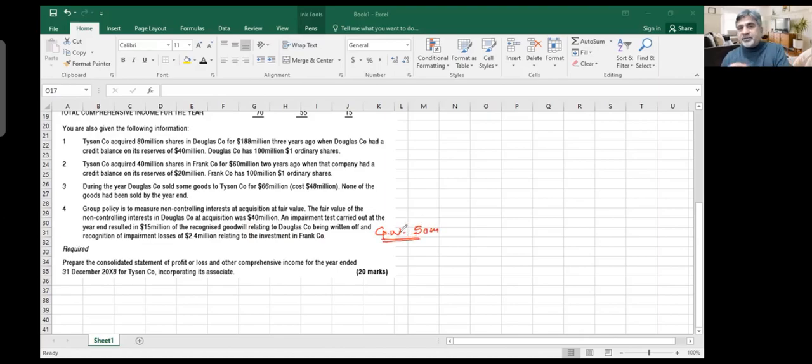When they tell you that at the reporting date the goodwill in Douglas is 50 million, they're actually asking you to go back and find out what the goodwill was originally. Then you calculate the goodwill and see if it is more than 50. Let's suppose it is 60. Then you say there is an impairment of 10 million, so you need to do some calculation. But in this case, they straight away tell you that there is an impairment, which is 15 million.